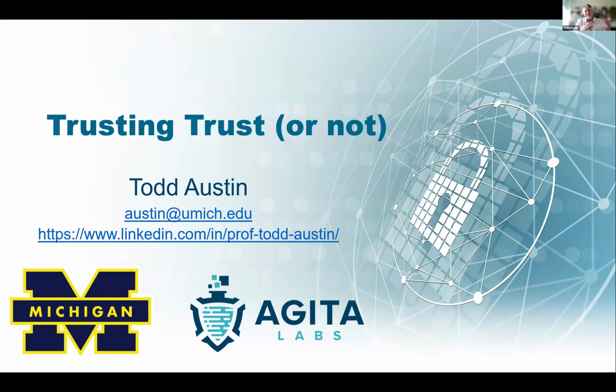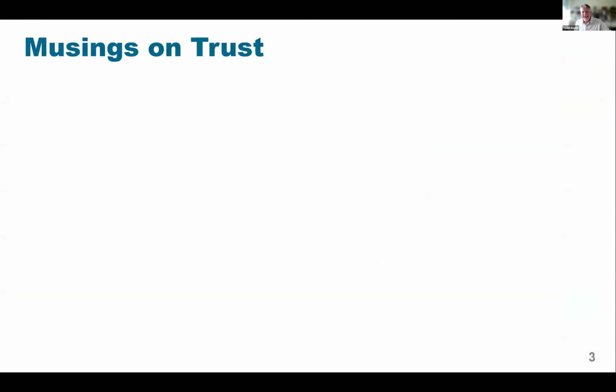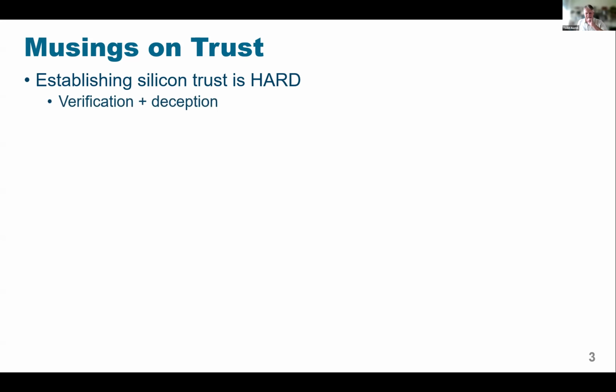All right, so today I just want to talk about trust. I think one of the great challenges in heterogeneous system design is establishing trust in your hardware. If you're a software security person, you're worried about establishing trust in your software. Having thought about this for many years, it is really hard to establish trust in silicon. And I'll tell you the reason why: it's essentially a verification problem.